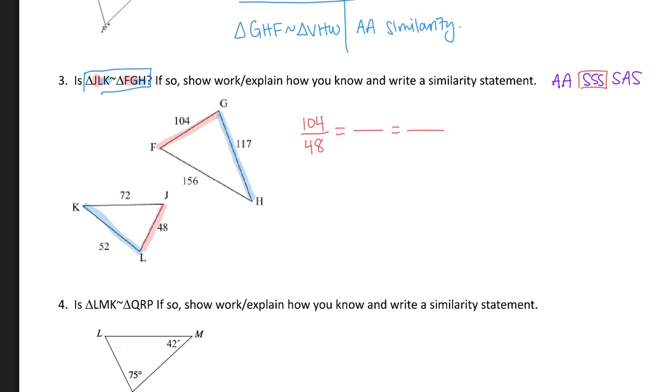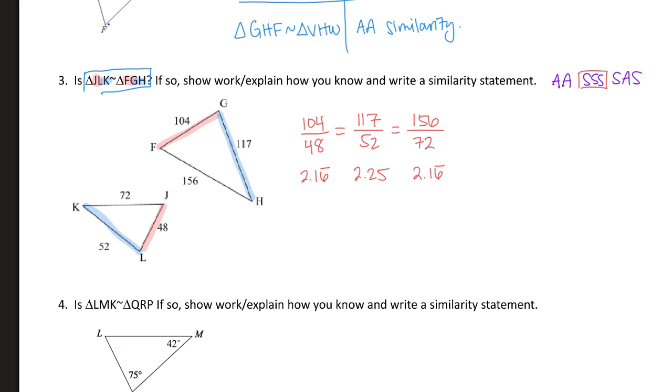That's the 52. So I'm going to do 117 over 52. Okay, by process of elimination, we just have our last side. This is the longest side, 156 over 72. So we need to check to see if these 3 ratios are equal. So I'm just going to put them in my calculator.